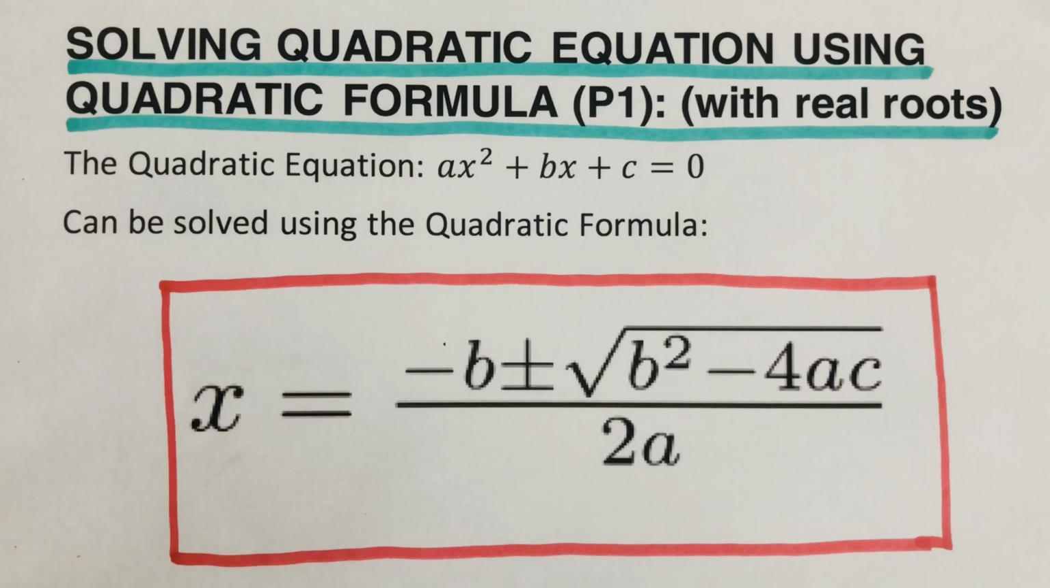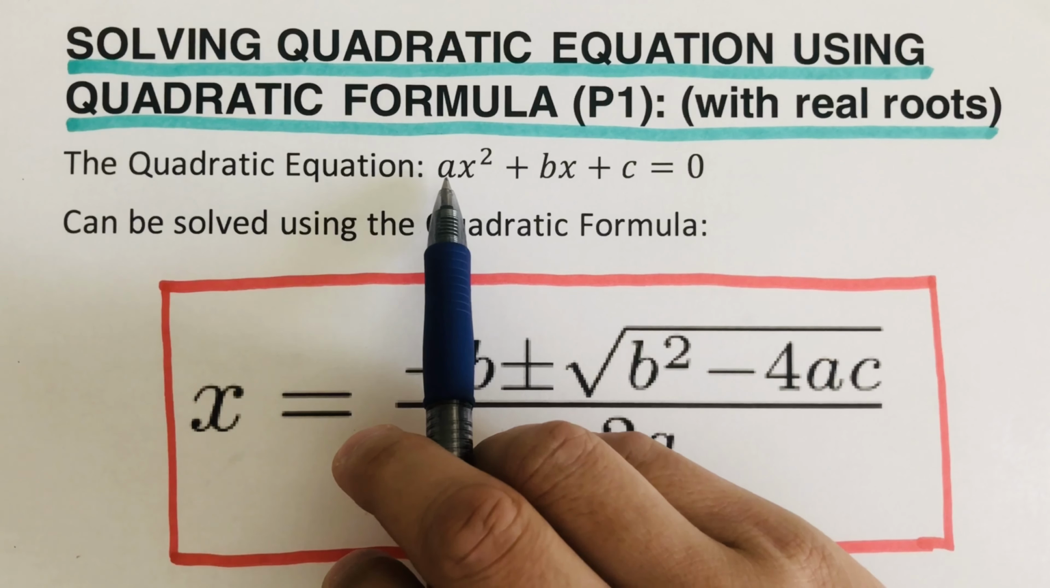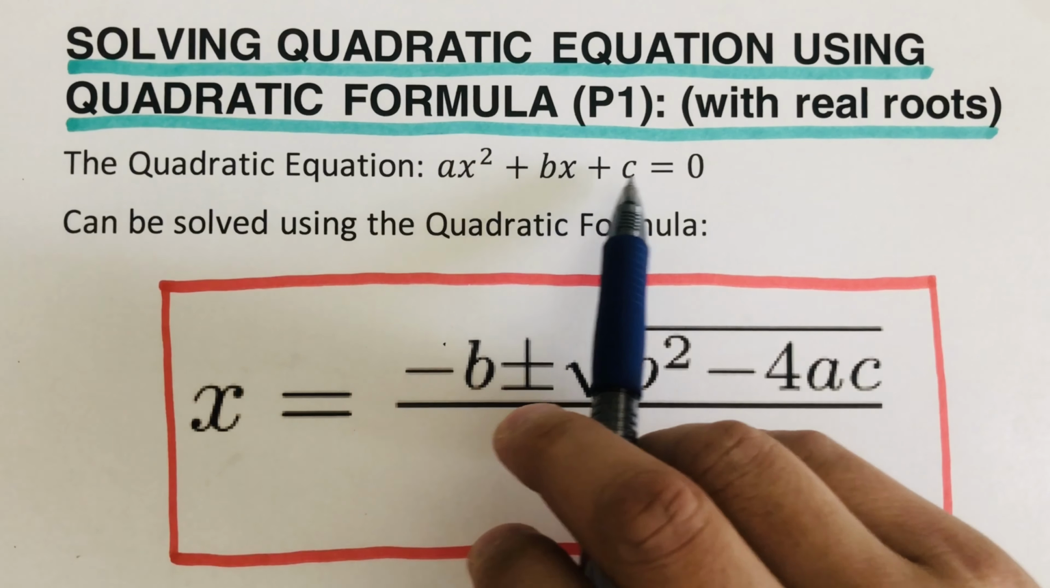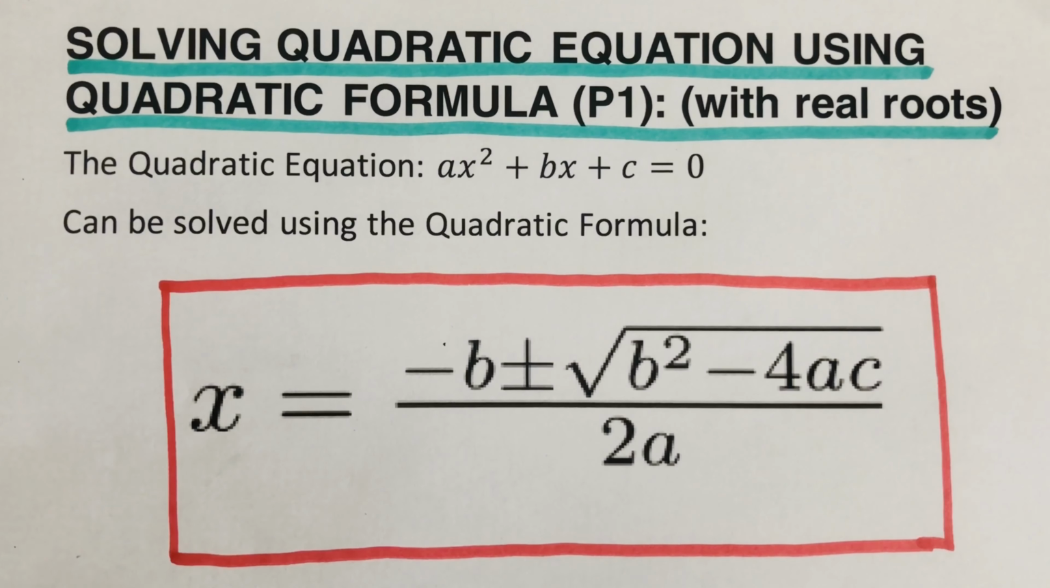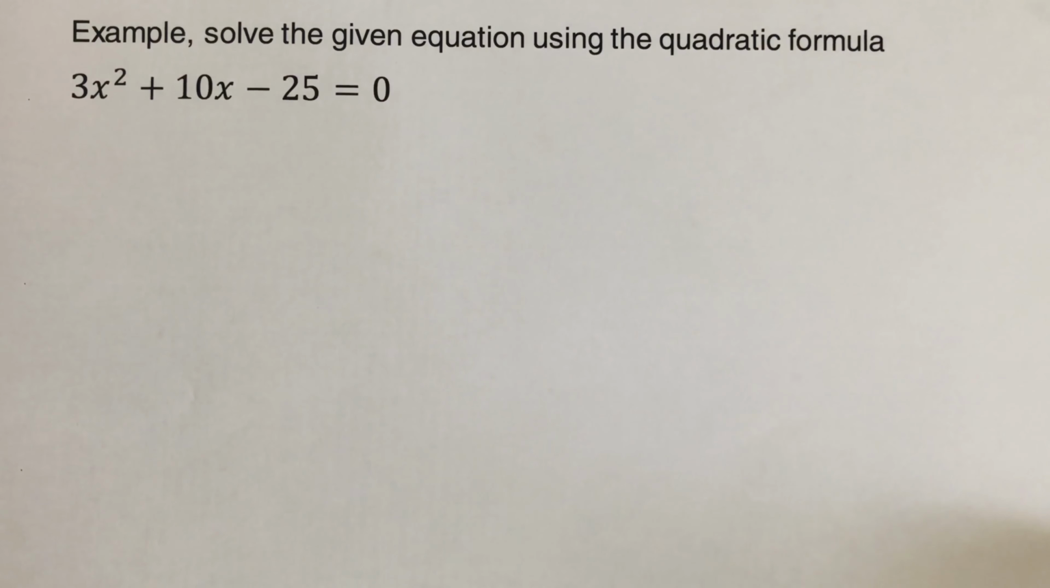So going back to the formula here, a quadratic equation has a general form of ax squared plus bx plus c equals 0. x can be solved using this equation that we have here. So let's have an example to see how we use this equation. Let's take this example right here: 3x squared plus 10x minus 25 equals 0.